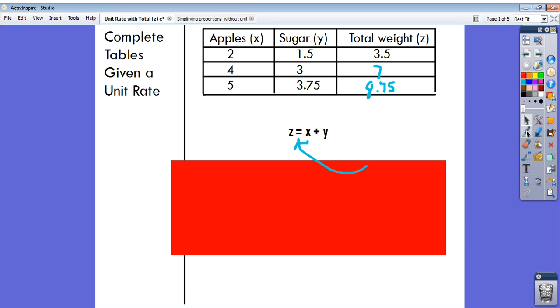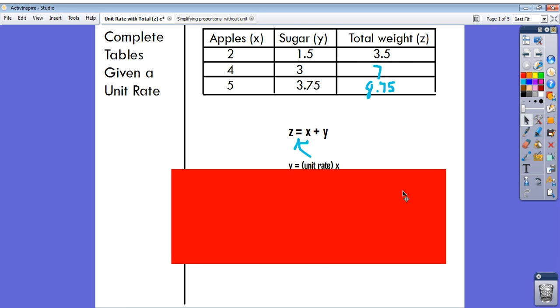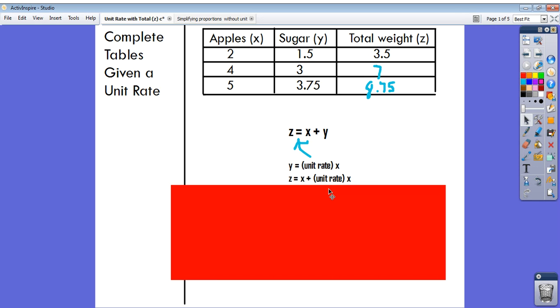The other thing I want you to remember is that when we write equations, we often use the formula y equals unit rate times x. But anytime I see the letter y, my variable y, I can also plug in unit rate times x. So I have the same exact equation here, but instead read z equals x plus unit rate times x. Write this down, along with your original z equation. These are going to be important, particularly in the last example.